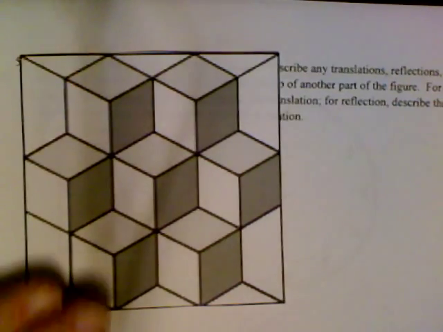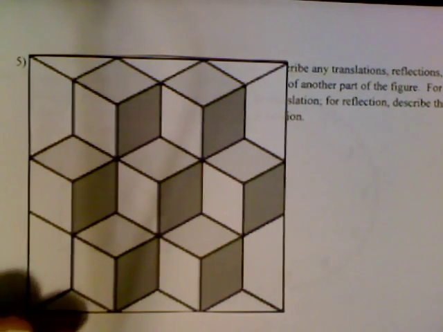Look at the following figures. Describe any translations, reflections, rotations, and glide reflections that will move part of the figure on top of another part of the figure. Supply the vectors or other means of communicating the translation. Okay. Now what I did is I made these figures a little bigger so that it might be a little easier to see.